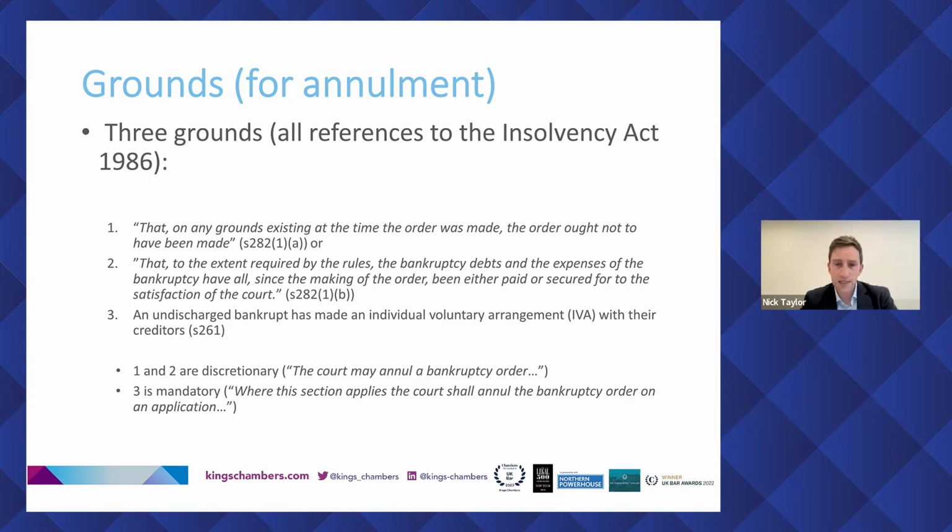So if there is a conclusively established IVA, so in other words, the period for challenging the IVA has expired and there are no outstanding or appealable challenges to that IVA, then a bankruptcy order will be annulled on the application of the bankrupt or the official receiver. Now, because that last ground is quite straightforward and you'll generally know it when you see it, I won't say much more about that one, and I will just focus on the first two because they, certainly in my experience, tend to be a little more common in practice.